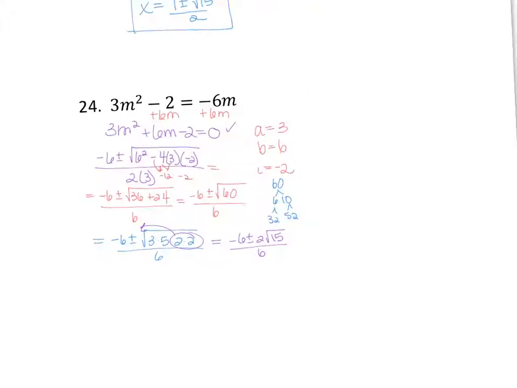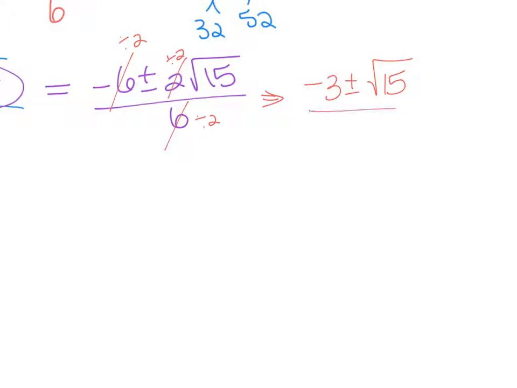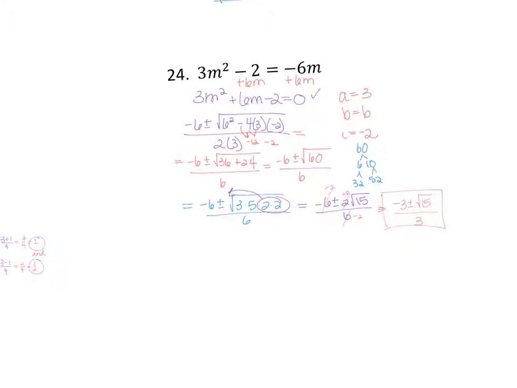I am not done. Almost, but not quite. My -6 plus or minus 2 square root of 15 over 6, well, I can actually have a greatest common factor of 2. So I'm going to divide everything by 2. And remember, you always want to get to the greatest common factor. So I'm going to have a -3 plus or minus, well, 2 divided by 2 is 1, so I don't need to put that, square root of 15 over 3. And that is your final answer. And after all that work, you were able to do that, but that's it. You are now done.